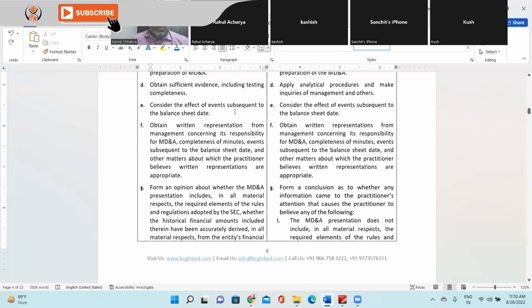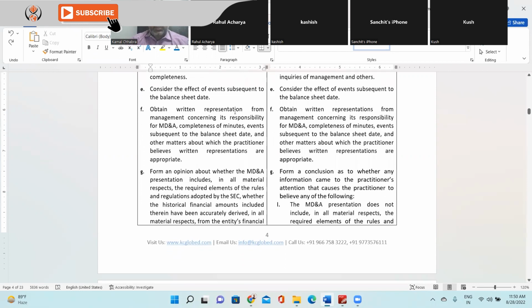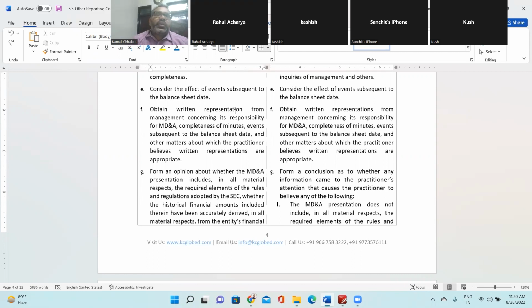Obtain sufficient evidence, including testing completeness. Consider the effect of events subsequent to the balance sheet date. So if you have been appointed for the examination of the MD&A, you need to look at subsequent events as well.